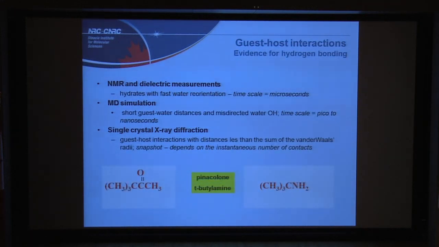The two molecules that I will show some results for are pinacolone, which is this one over here. So it's a ketone, and this one over here, tertiary-butylamine. And both of these are capable of hydrogen bonding, the ketone through the oxygen, and the butylamine through the nitrogen.